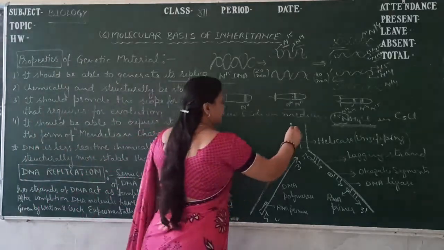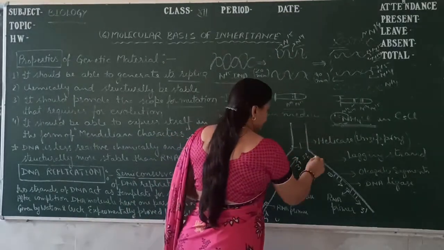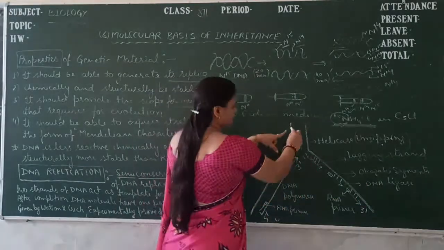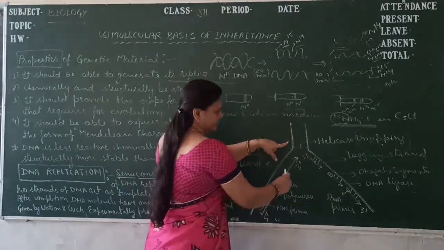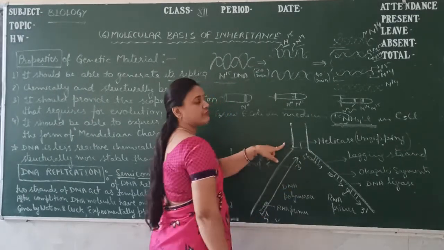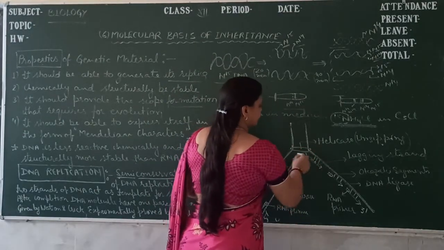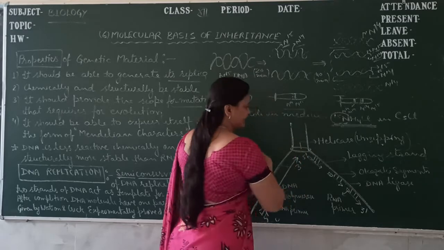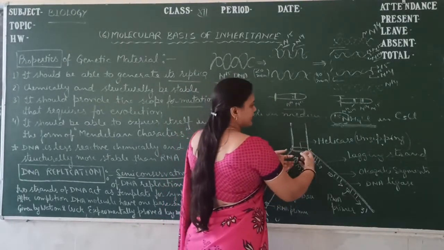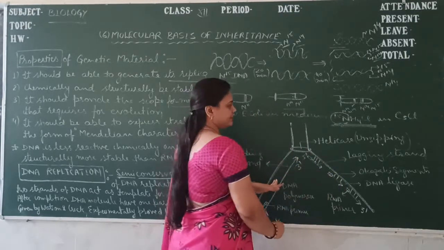Now this is the DNA replication method. These are the two strands of DNA, one is 5' to 3' and the other is 3' to 5'. First, the helicase enzyme is activated. The function of helicase is unzipping of both the strands of DNA.